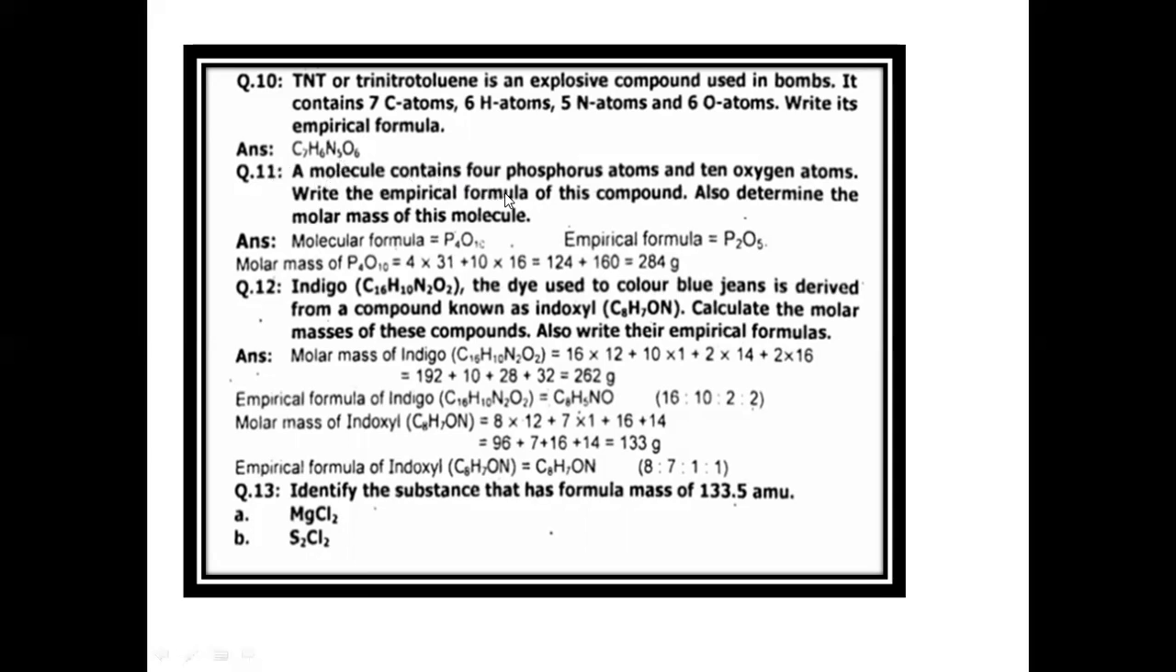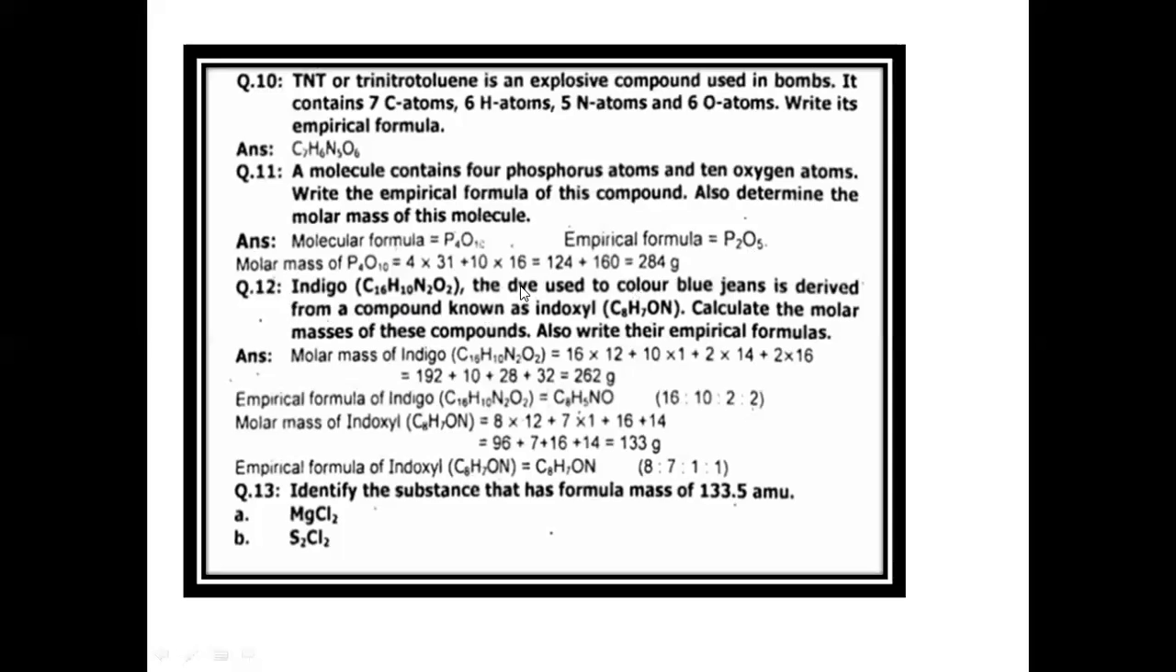Question number 11. A molecule contains 4 phosphorus atoms and 10 oxygen atoms. You have to write the empirical formula and also find out the molar mass. First write the empirical formula, so we can simplify it. 2 times 2 is 4 and 2 fives are 10. So P2O5 is the empirical formula. Now find out the molar mass. 4 atoms of phosphorus with atomic mass 31, plus 10 atoms of oxygen with atomic mass 16. So the answer is 284 grams.